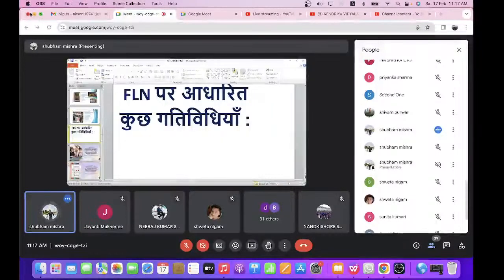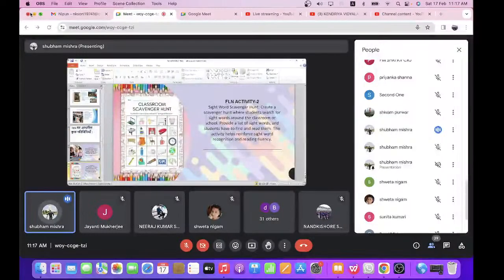अब हम कुछ FL related गतिविधियां, जो हमारे यहाँ करवाई जाती हैं. Like we do sight word scavenger hunt. In this we create a scavenger hunt where students search for a sight word around the classroom or school.